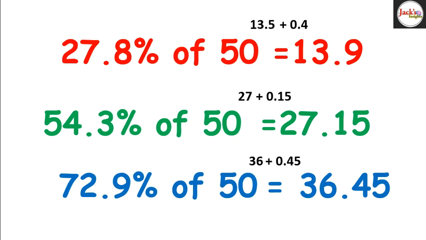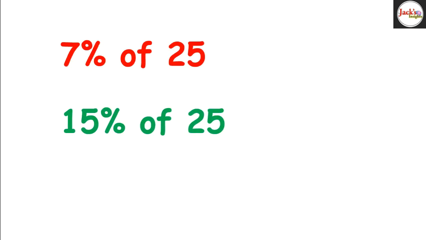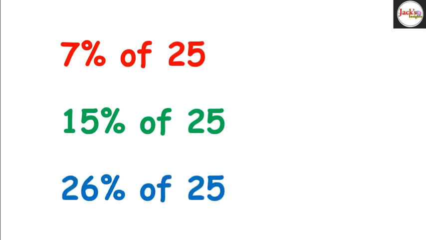Now, let's go to the computation of any percentages of 25. Okay? Just like 7% of 25, 15% of 25, 26% of 25. We know that 25 is half of 50, meaning that is half of a half. If we're going to apply the same process, just like the previous process, but we're going to apply the process twice since that is half of a half. 25 is half of 50.